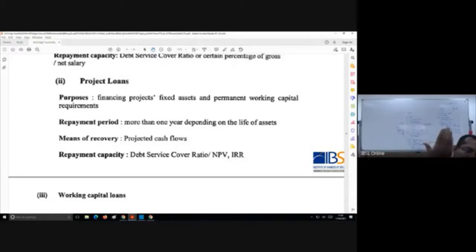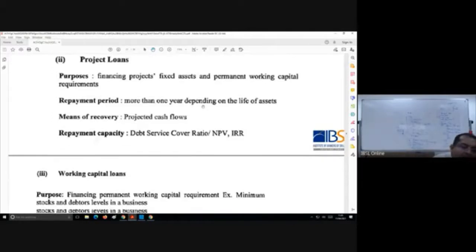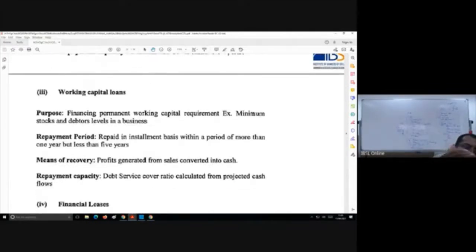Repayment period is more than 1 year, but we don't give 25 years, 15 years. Means of recovery is projected cash flow. Project loans are loans granted based on the projected cash flow without considering the balance sheet of the sponsors. Repayment capacity is debt service cover calculation. We calculate IRR, NPV, those things. Project viability.